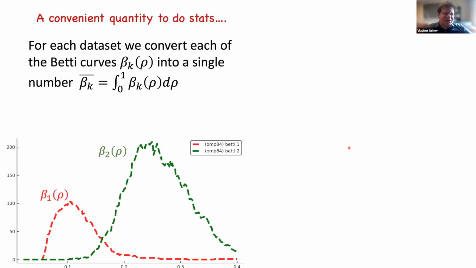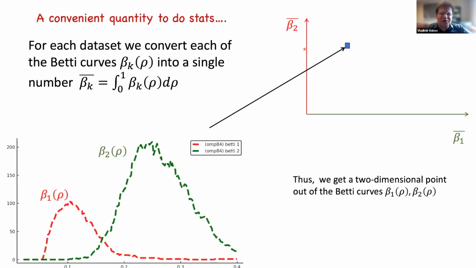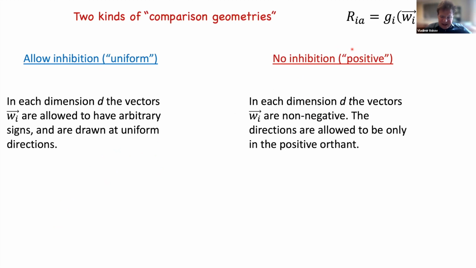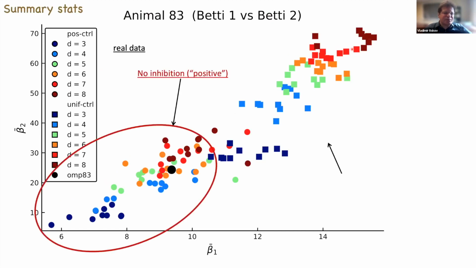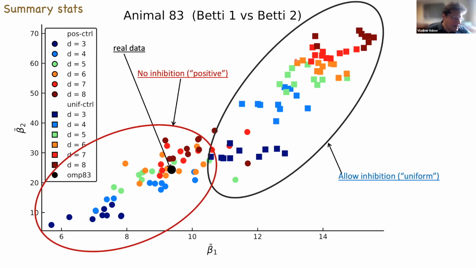And one can look at these Betti curves and design a summary of these Betti curves just as a point in two-dimensional space. Let's say this is beta 1, beta 2. We literally take the integral under this curve, and this obtains a point. And this is the summary that one obtains from this. The colored boxes and dots are artificially simulated data in various dimensions. And the black dot is the actual data.